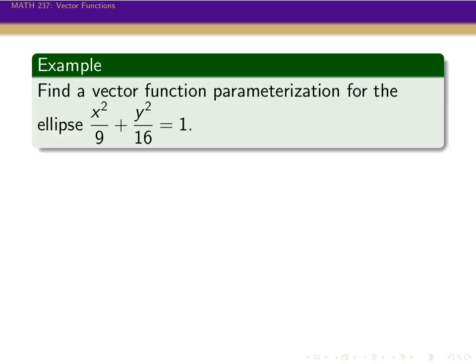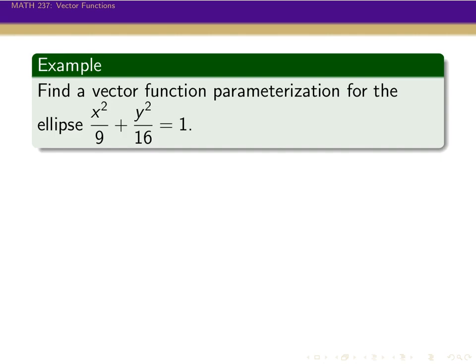Okay, so the last one we were given a parameterization and told to draw it out. In this one, we're given a curve, we're given a function for an ellipse, and we want to find a parameterization for this. Okay, so our curve here is x squared over 9 plus y squared over 16 equals 1. So the trick for this one is we're going to do kind of the opposite of what we did to find the parameterization of a circle.